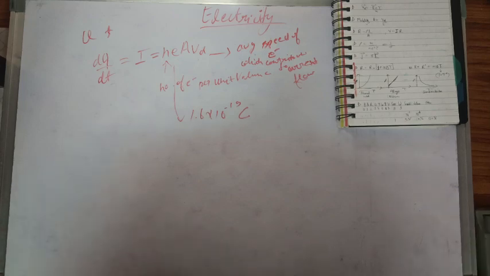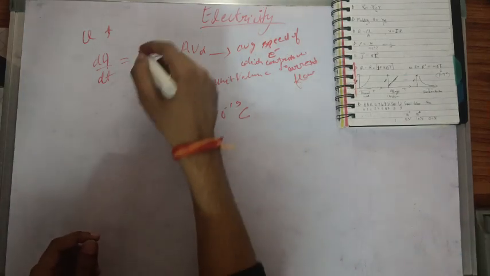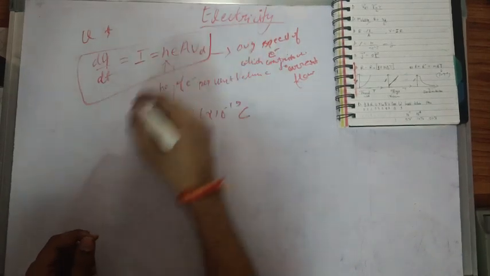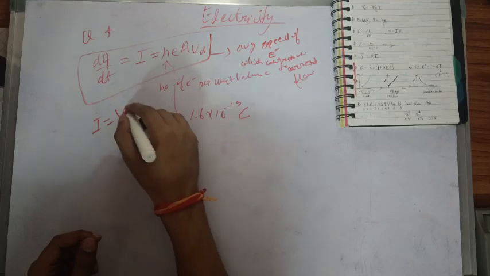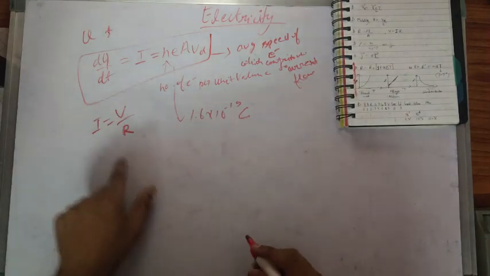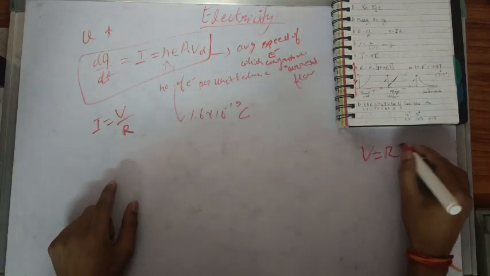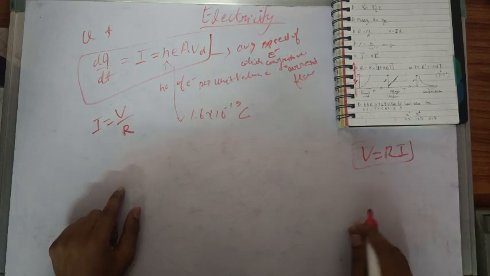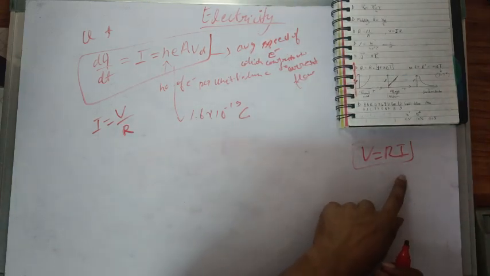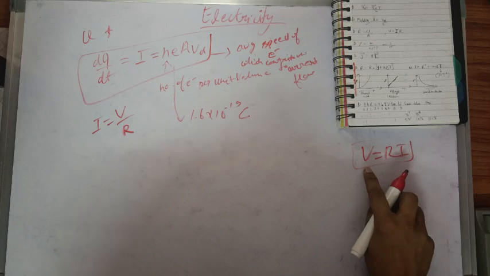And this is the formula for current, and there is another formula for current, which is V by R. In Ohm's law we get V is equal to iR. If we know the resistance, then we can also calculate the current by knowing the potential difference.